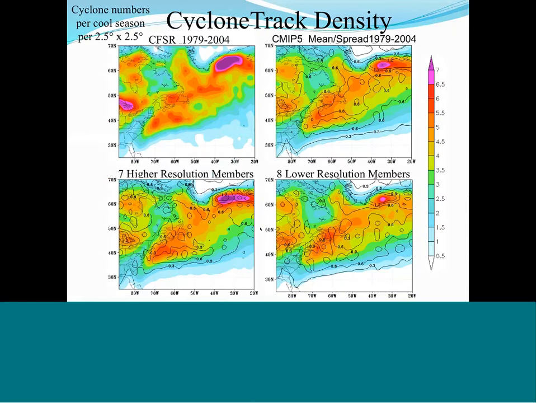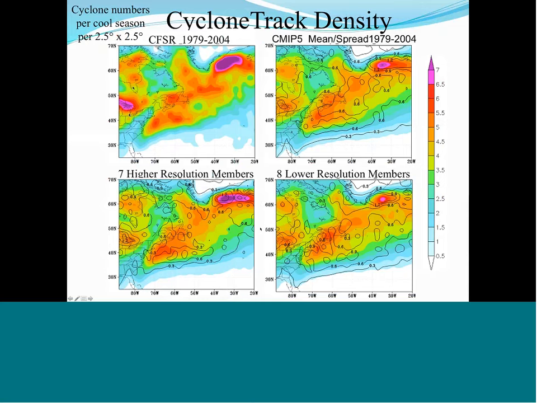Okay, so let's jump into the cyclone track density here for the historical period to start with, focusing on the cyclone number per cool season per 2.5 degree latitude and longitude. The CFSR is in the upper left here, so let's look at that first. Basically, it shows nicely the storm track we're obviously dealing with here, just off the coast and extending northeastward with a maximum just east of Greenland, and another maximum near the Great Lakes and Hudson Bay region.